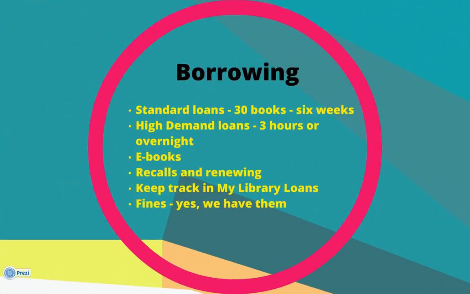Undergraduates can borrow 30 items from the collection for a period of 6 weeks. Textbooks and other required readings for units are also placed in high demand collection. Items on high demand are available for loan for 3 hours at a time or overnight. You also have access to a large number of ebooks which can be accessed via OneSearch. You can renew books online or by phoning your subject library. Log into My Library Loans on the IS homepage to see where your books are due back and to avoid fines for overdue items.